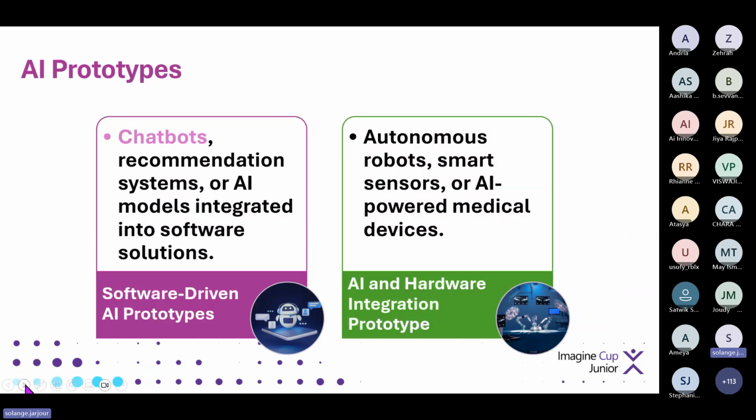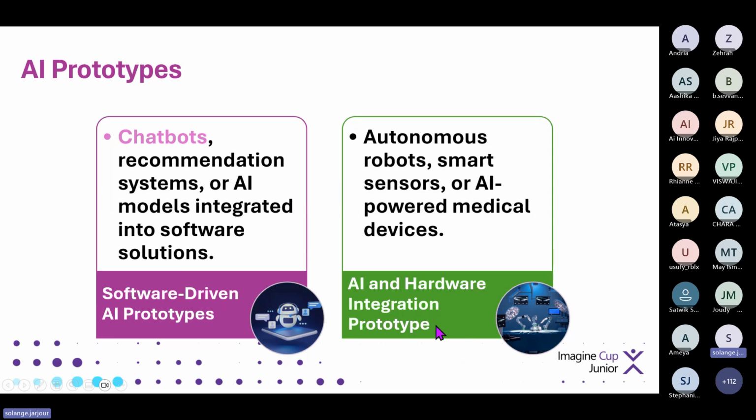Perfect, brilliant. So today I just want to recap the types of prototype that we can submit for this competition. You can have two types. The first one is a software-driven AI prototype, where you can create a chatbot, you can create a recommender system with AI, or you can create an application, website, whatsoever with the support of AI.